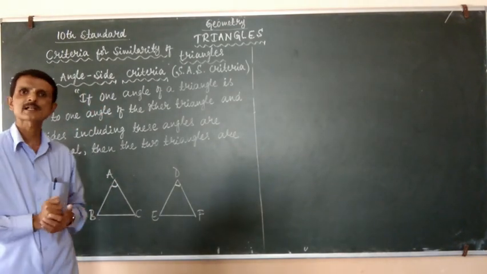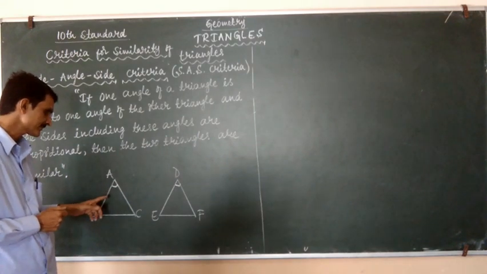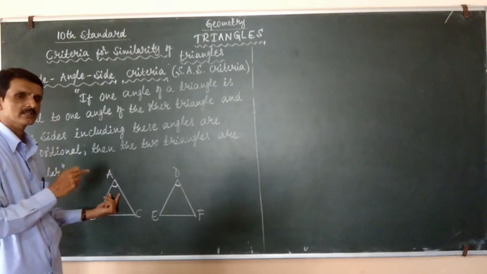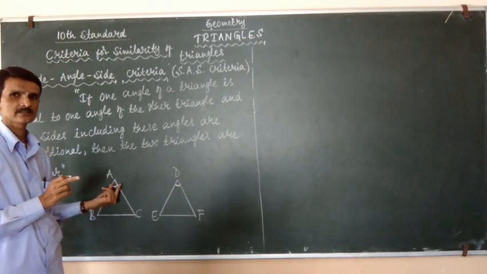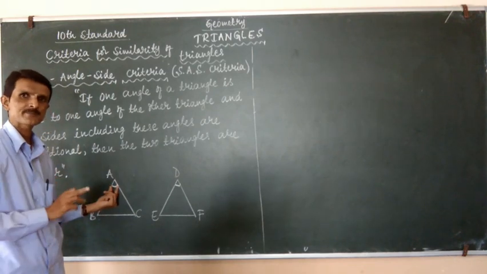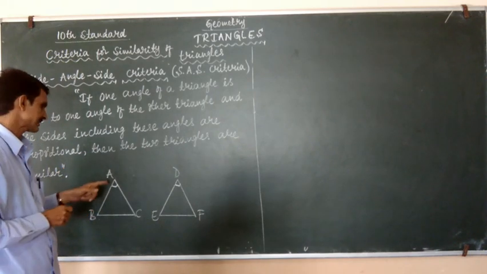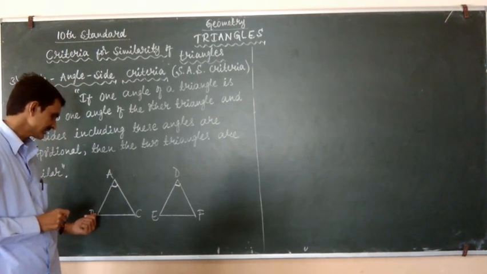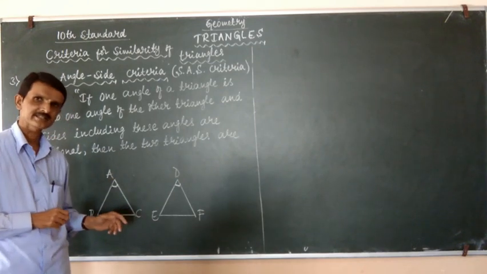Now we have to compare the ratio of the sides. For comparison, we have to take only the sides AB and AC of this triangle. So listen carefully, students. In this criteria, we take the sides which include the angle we have taken for the comparison. Here I have taken angle A, therefore you must take the sides AB and AC. If you take angle B, you have to take the sides AB and BC. If you take angle C, then you have to take the sides BC and AC. I think you are clear about that.